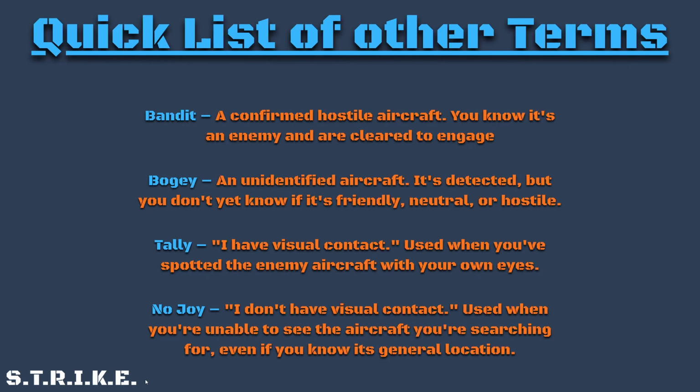Alright, here's a quick list of other terms I thought were useful, starting with bandit. A confirmed hostile aircraft, you know it's an enemy and are cleared to engage. Bogey, an unidentified aircraft is detected, but you don't know if it's friendly, neutral, or hostile. Tally, I have a visual. Used when you have spotted an enemy with your own eyes. No joy, I don't have a visual contact. Used when you're unable to see the aircraft you're searching for, even if you know its general location.